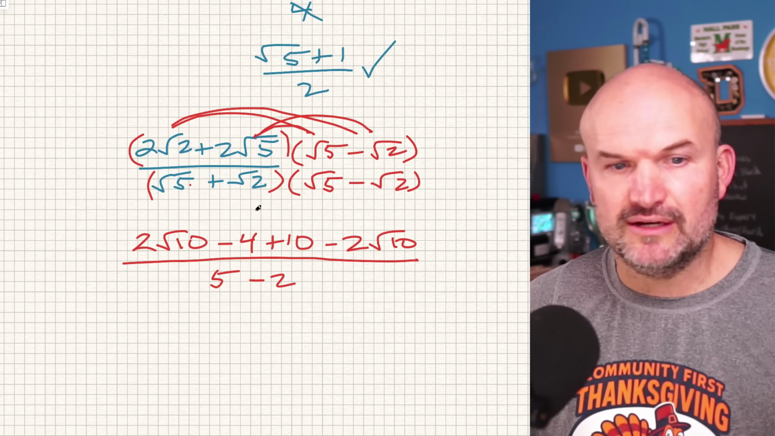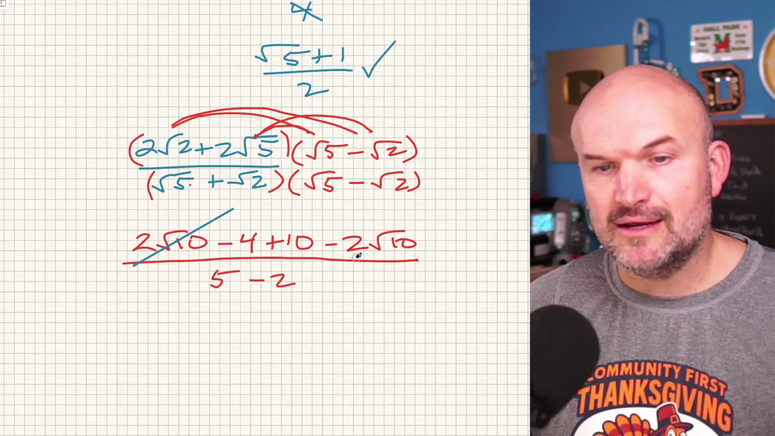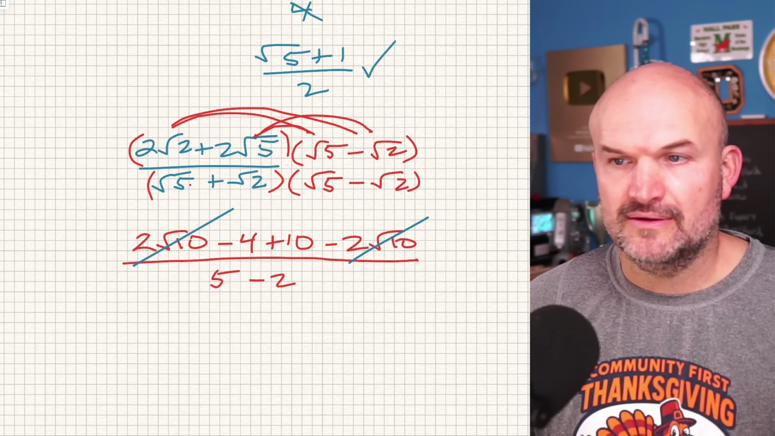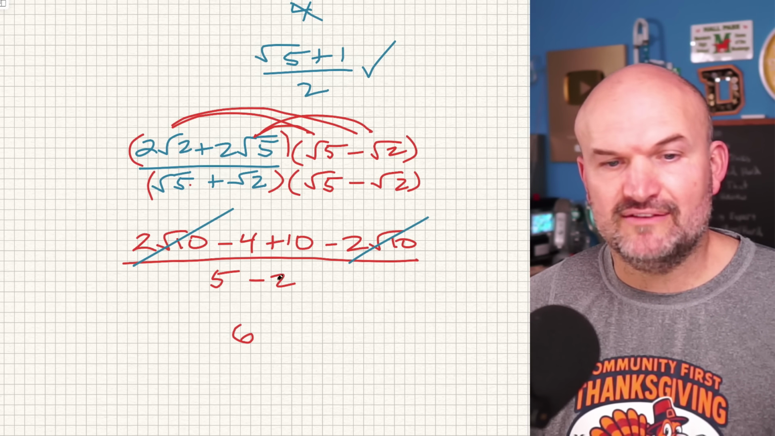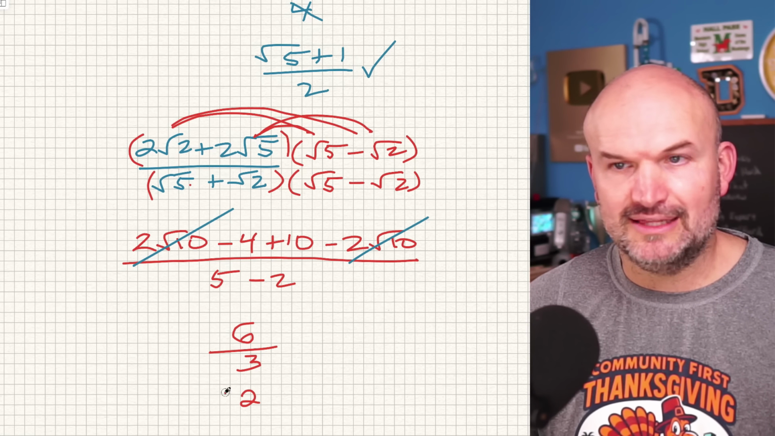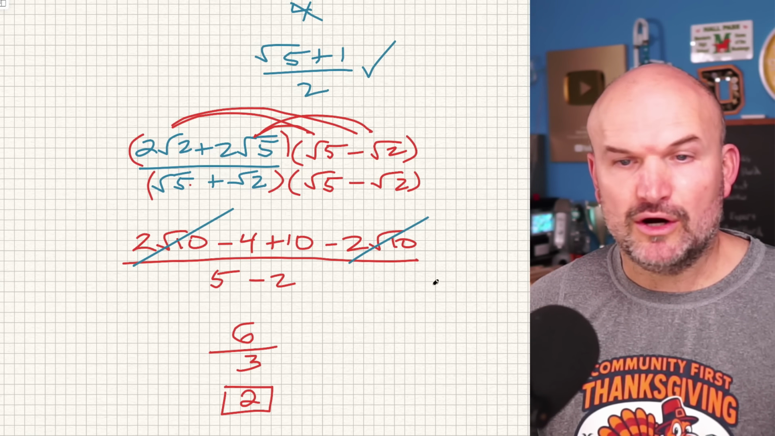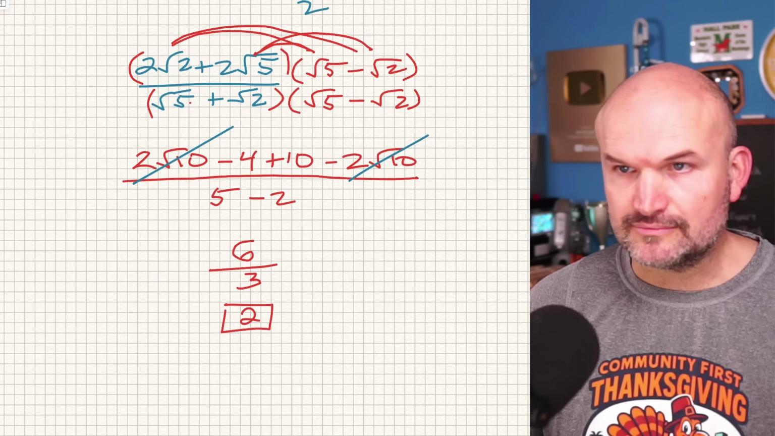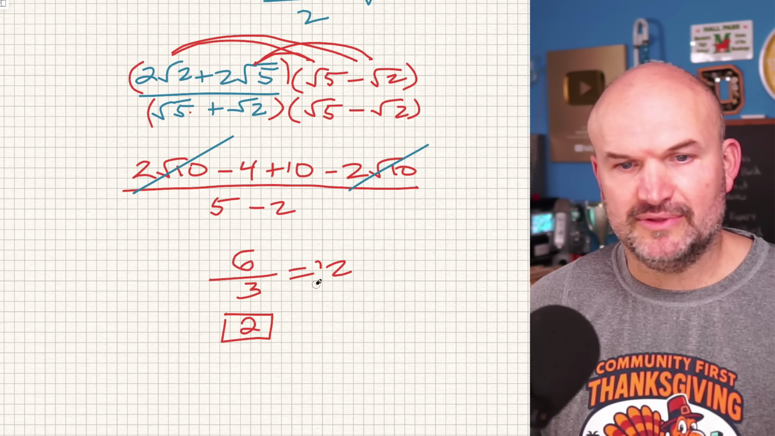Now, the other thing I notice here in my numerator is 2 square root of 10 minus a 2 square root of 10 is just going to add to a 0. So negative 4 plus 10 is going to give me a 6. So I'll have a 6 in my numerator, and then 5 minus 2 is going to be 3. 6 divided by 3 is going to equal 2. And ladies and gentlemen, that is going to equal our final answer. All right. I'll put that right there.